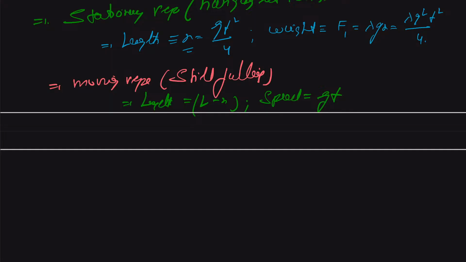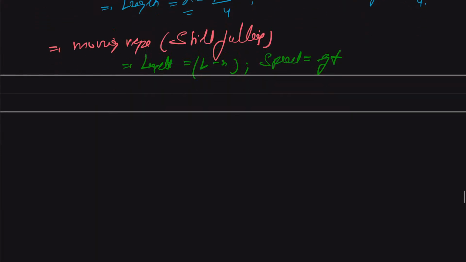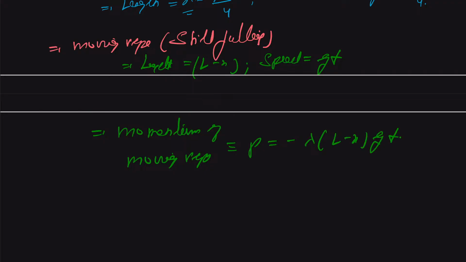Therefore, we can find out the momentum of the moving rope, which is P, and this P will be equal to minus lambda (L minus x) times g t. Downward we are going to take a negative sign because of the downward movement.